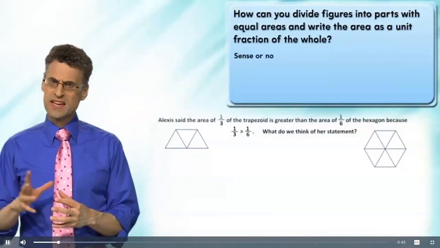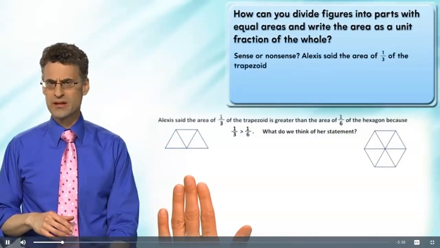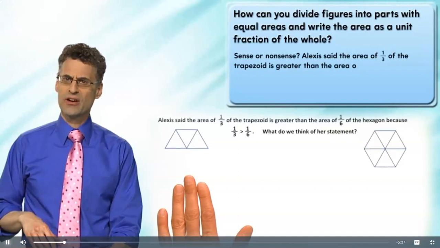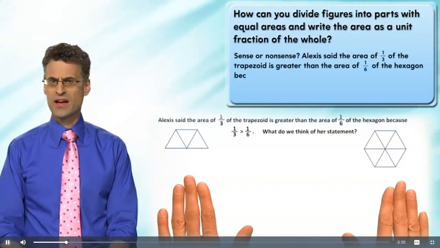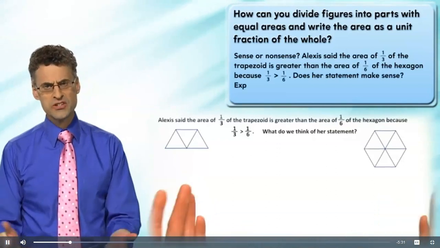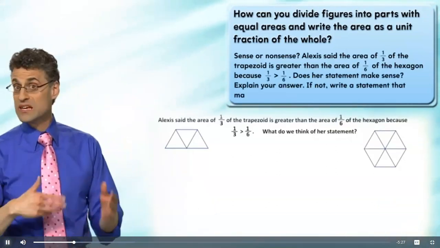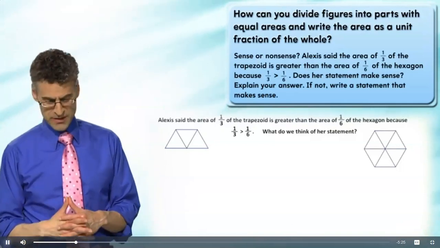So, Alexis said that the area of 1/3 of this trapezoid is greater than the area of 1/6 of the hexagon because 1/3 is greater than 1/6. The question is, well, what do we think about her statement? And if we don't like it, maybe can we even offer an alternative? So let's think about this together.